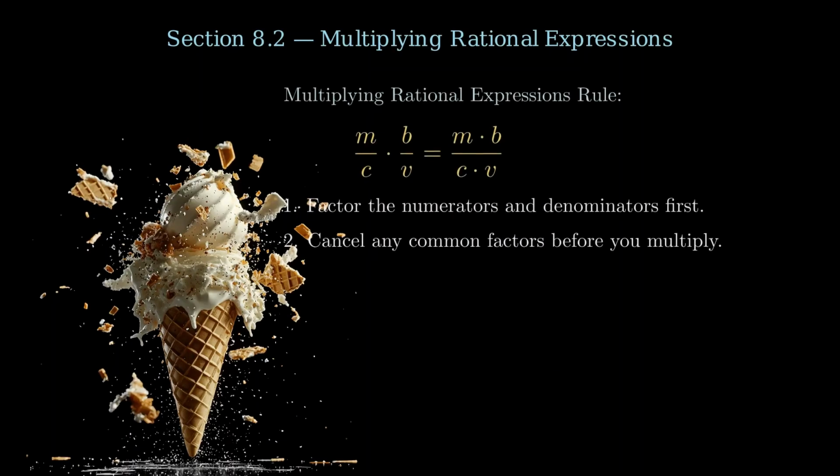Now let's move on to Section 8.2, multiplying rational expressions. To multiply two rational expressions, we simply multiply the numerators together and multiply the denominators together. However, it is always best to factor and cancel common terms before multiplying.